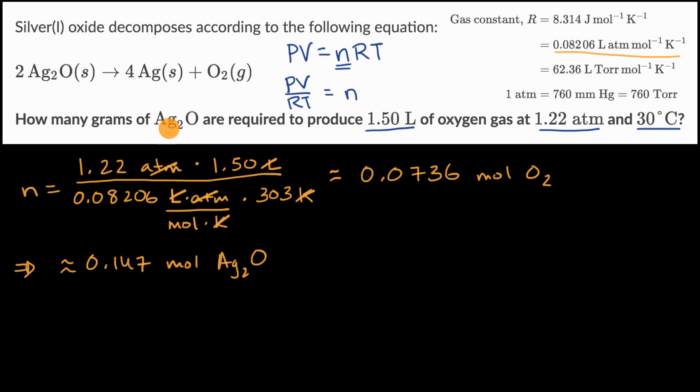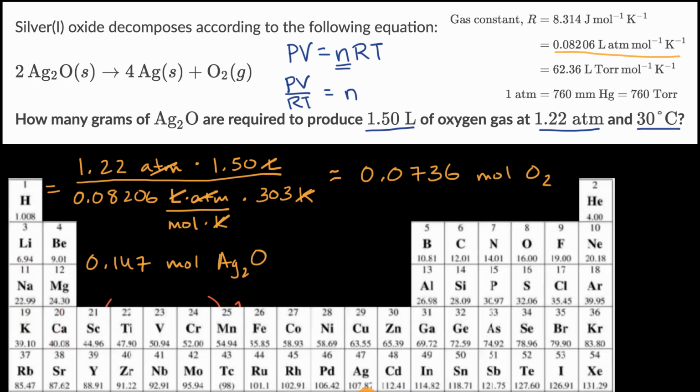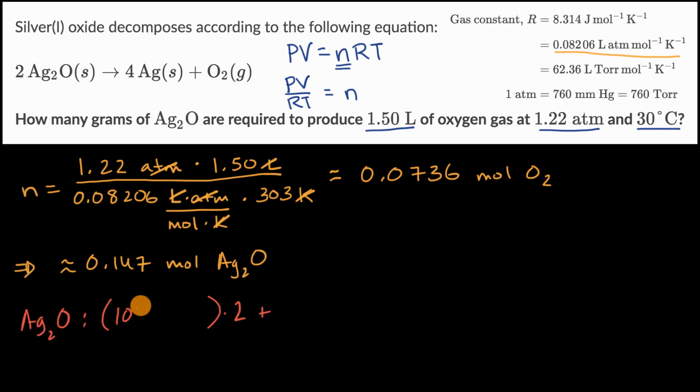But they're not asking us how many moles of silver oxide are needed. They're asking us how many grams. So we just have to multiply this times the molar mass. So let's first figure out the molar mass of silver oxide. I'll write it right over here. So silver oxide's molar mass is going to be whatever the molar mass of silver is times 2 plus the molar mass of oxygen. And so let me get the periodic table of elements out. Molar mass of silver is 107.87, oxygen 16.00.